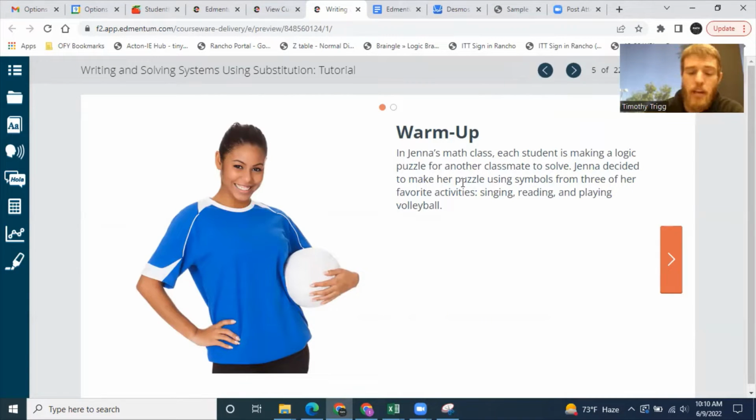Greetings, math students. Today we're going to be going over writing and solving systems using substitution. If you remember the previous lesson where we mostly graphed systems of equations and found where the graphs crossed, here this is another way we can solve these sorts of systems of equations.